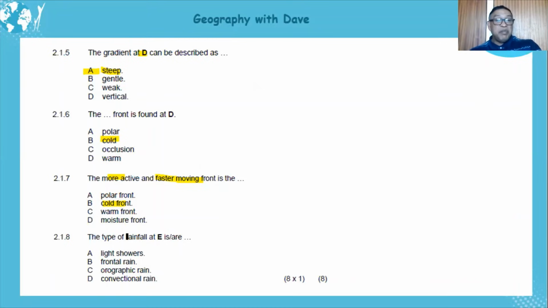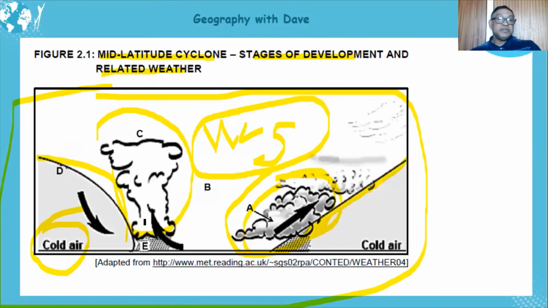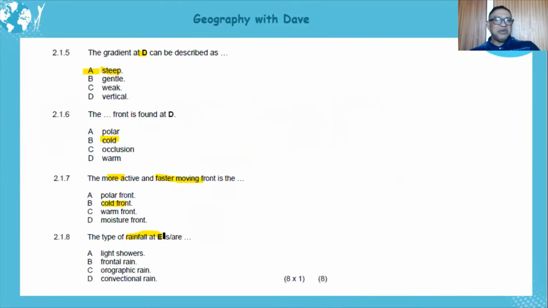The type of rainfall at E. Where's E? I know some people start thinking, whoa, it's heavy rainfall. Look at your options first because there's a front coming in. You've learned about the Western Cape. When the front comes in, it's known as your frontal rainfall. Okay, because the question said type of rainfall. Light showers? No, because it's a cumulonimbus cloud. Frontal rainfall, yes. Okay, if I put in heavy rainfall, I may have a problem.